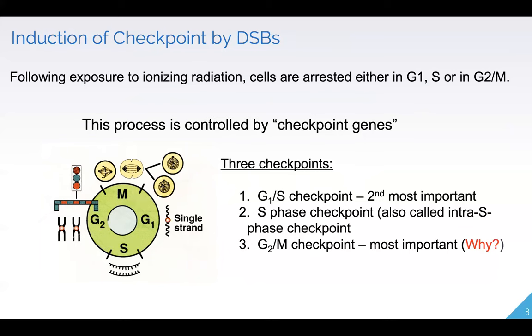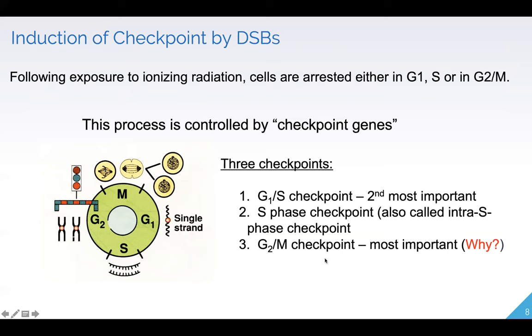So there are three different checkpoints, if you will. One is a G1S checkpoint, which is an important checkpoint to prevent cells from entering S phase in the first place. So cells arrest in G1. The second one is cells arresting in S phase, and that's executed by checkpoint proteins that will arrest cells during S phase. And so that's called intra-S phase checkpoint.